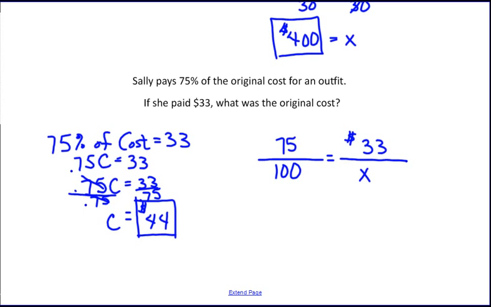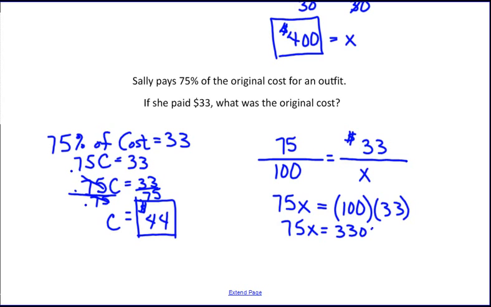Once more, when I am solving proportions, I multiply the upper left times the lower right, set that equal to the lower left times the upper right. I have 75x equals 3,300. I need to divide both sides by 75. And when I take 3,300 and divide it by 75, I will get 44. And remember that that was dollars.